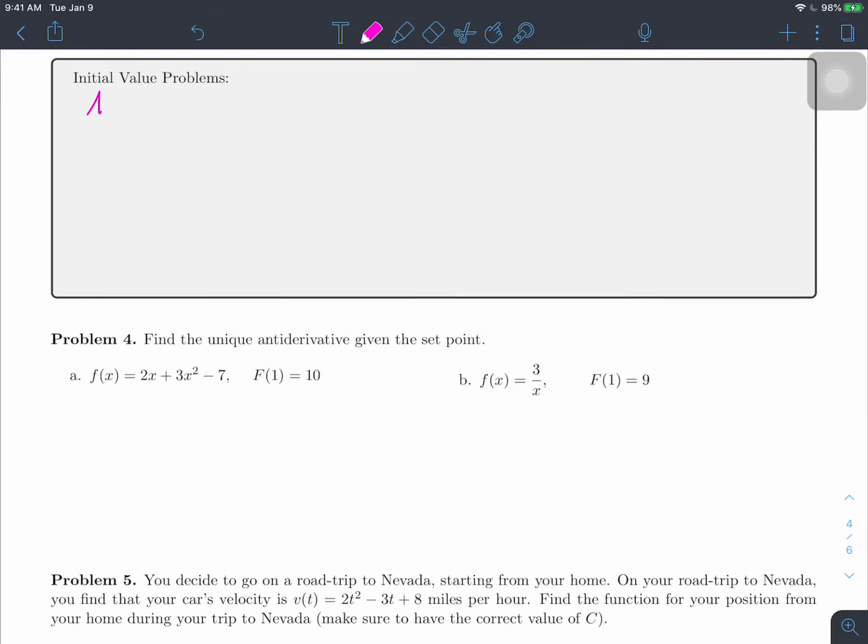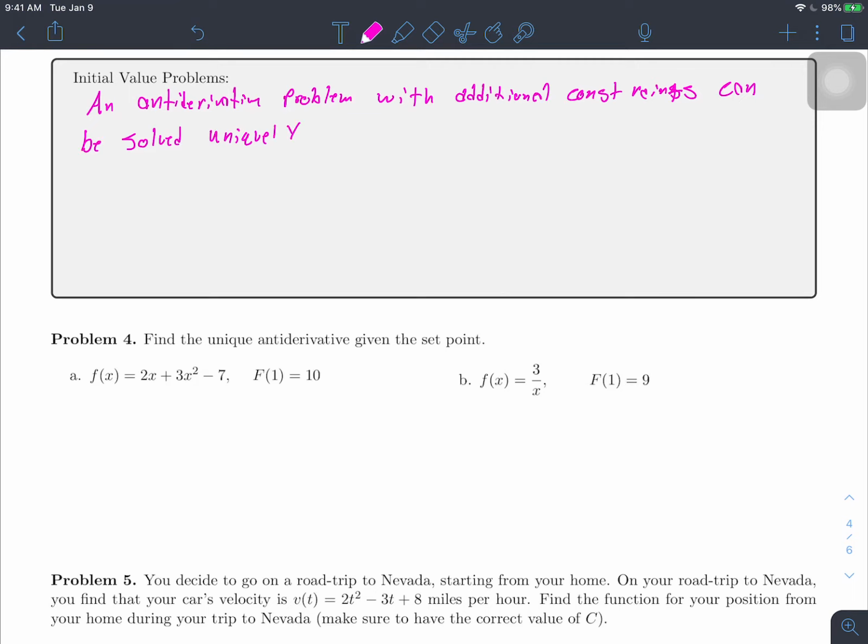So an antiderivative problem with additional constraints can be solved uniquely. Okay, let me write a little bit more and I'll go back and talk about what that means.